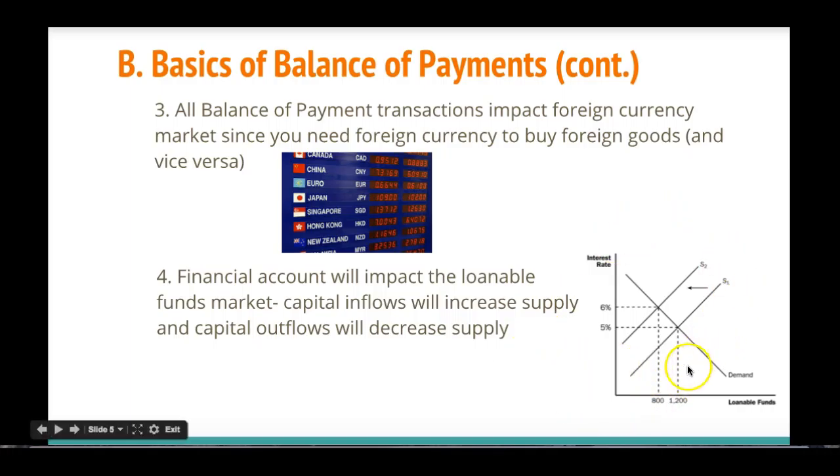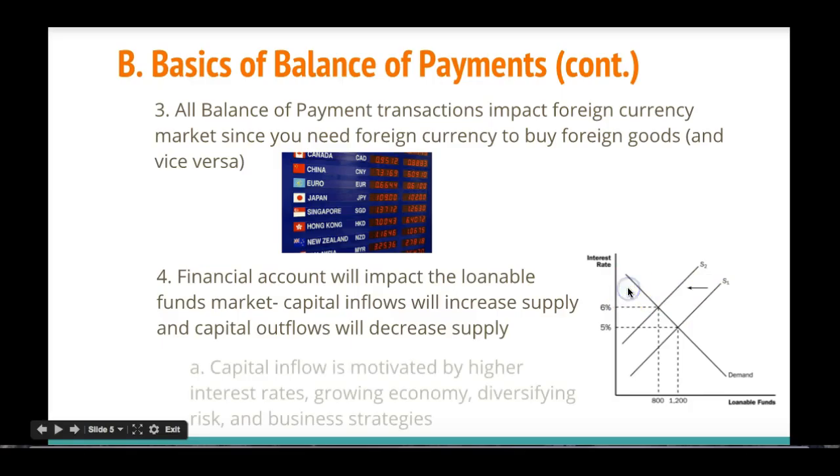So in this case, for example, this is a graph of the loanable funds market. We have our supply curve shifting to the left. So what do we have happening? We have capital outflows or capital inflows are decreasing. So we have less foreign investment. And so that also impacts the loanable funds market.